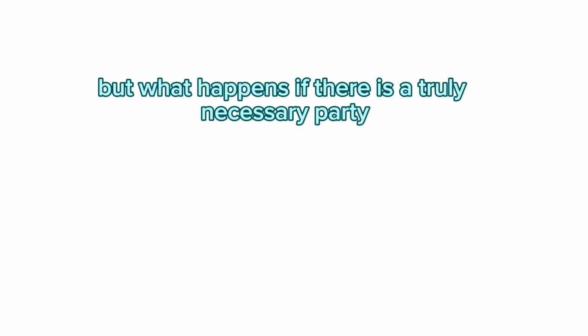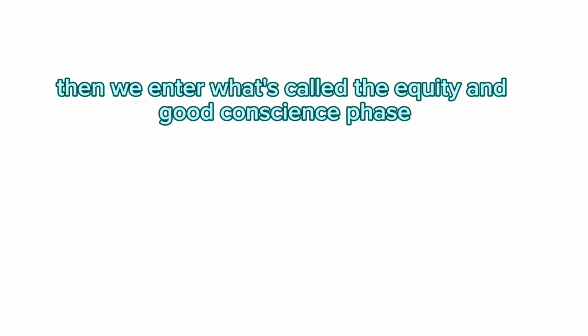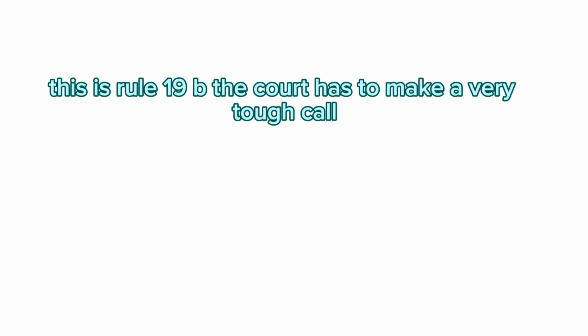But what happens if there is a truly necessary party? Let's say you're fighting over a patent and you absolutely need the owner of the patent there, but they cannot be joined. Maybe joining them would ruin diversity jurisdiction because they're from the same state as the plaintiff. Then we enter what's called the equity and good conscience phase. This is Rule 19B. The court has to make a very tough call. Do we limp along without this key person, knowing the result will be imperfect, or do we dismiss the entire case because it's just not fair to anyone to proceed without them?